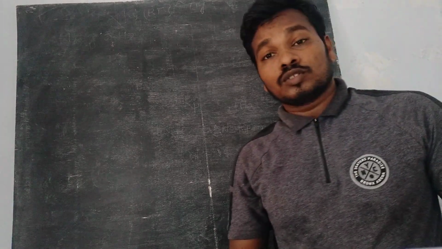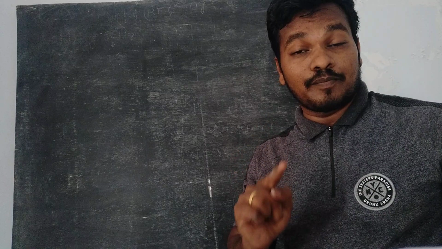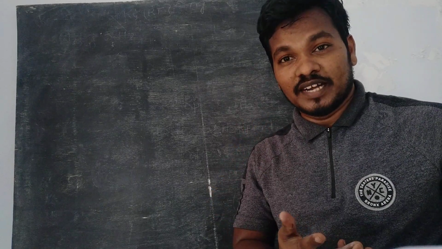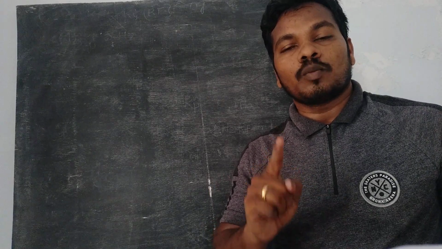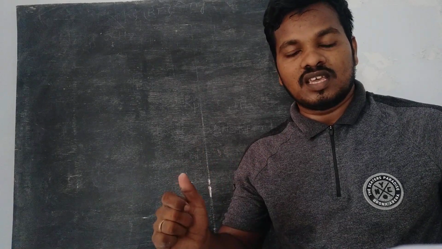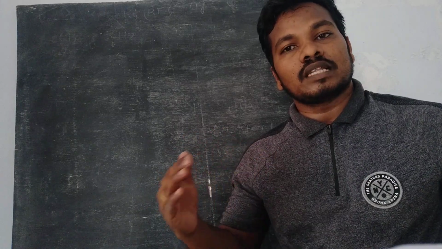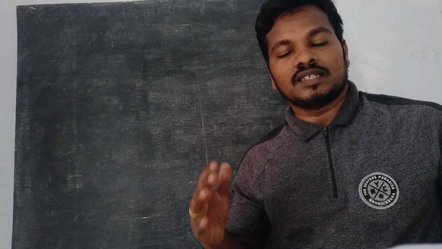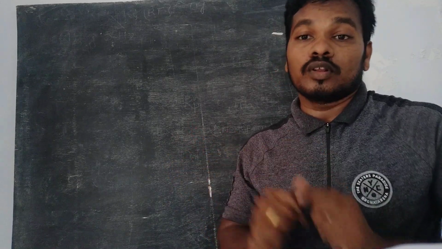Hello everyone. Last class we discussed how to write the equilibrium expression for Kp and Kc with examples. Coming to today's topic, I am going to explain the relationship between Kp and Kc. When will Kp be equal to Kc, when will Kp be greater than Kc, and when will Kp be less than Kc? I will explain in this video. So watch till the end.